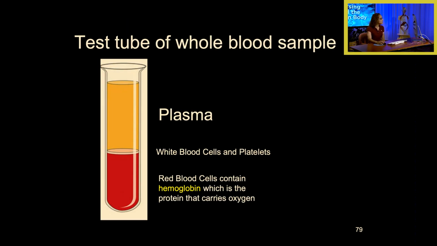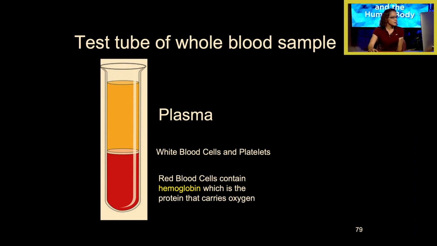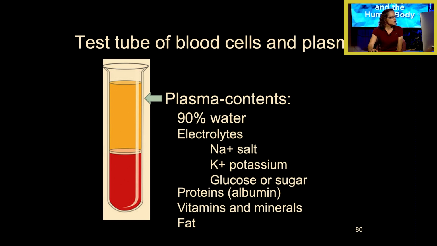Here we can see a test tube of whole blood sample. We have plasma, we have white blood cells and platelets, and then we also have red blood cells, which contain hemoglobin. And this is the protein that actually carries the oxygen. So our plasma contents are about 90% water, and then electrolytes. Some of the electrolytes are sodium or salt, potassium, and glucose or sugar. There are also proteins like albumin, vitamins and minerals, and fats.